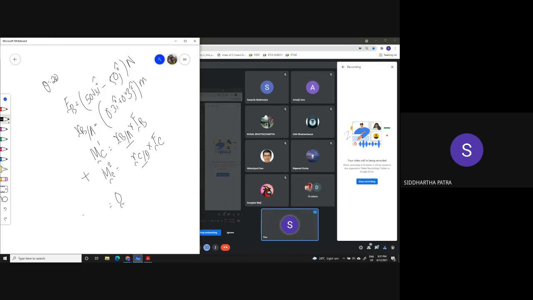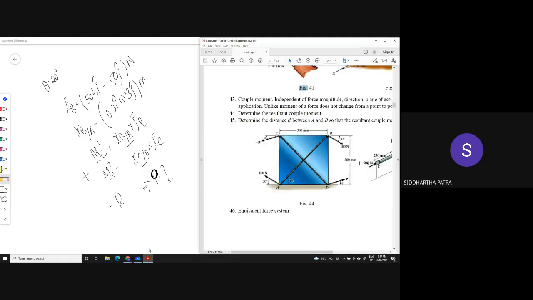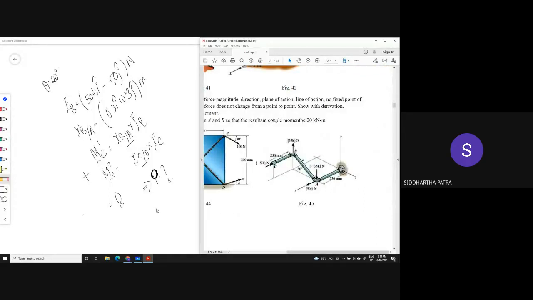So take theta equals 20 degrees. Okay. So can you get the value of P? I guess you should be able to do that.